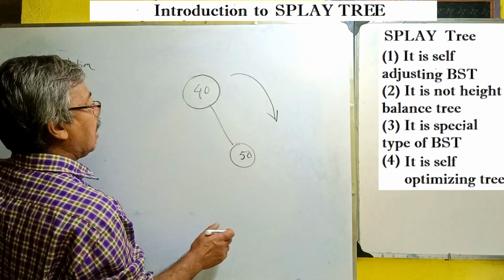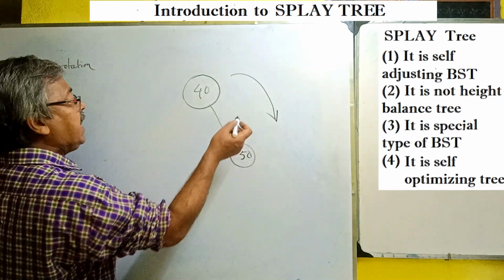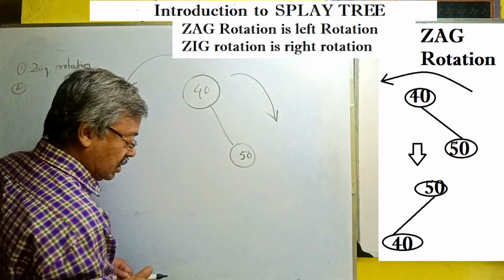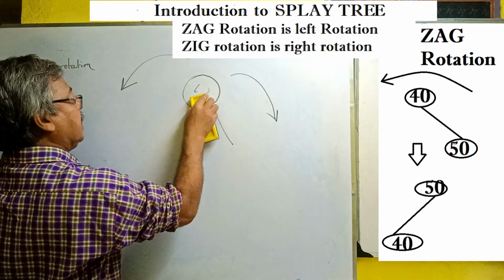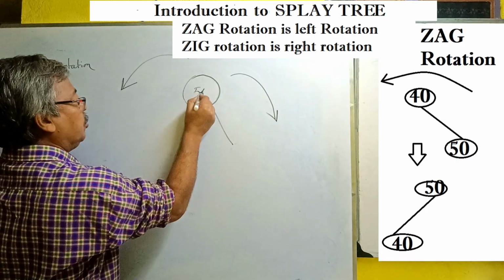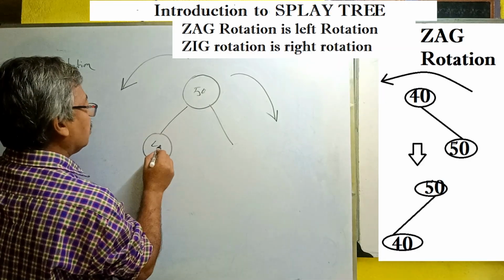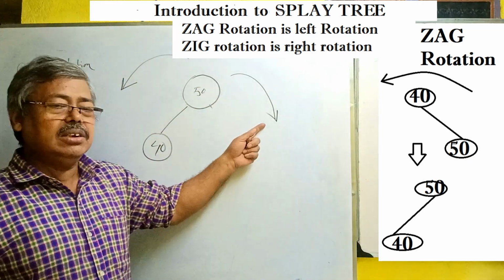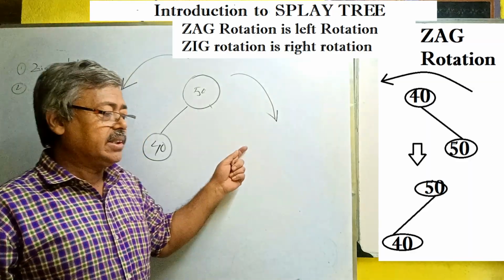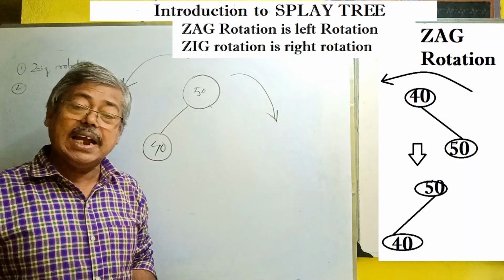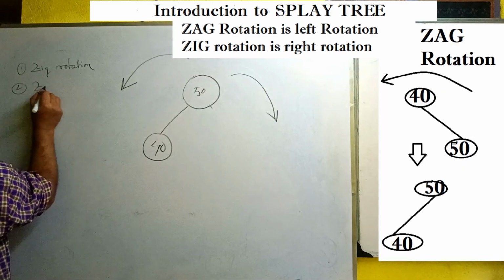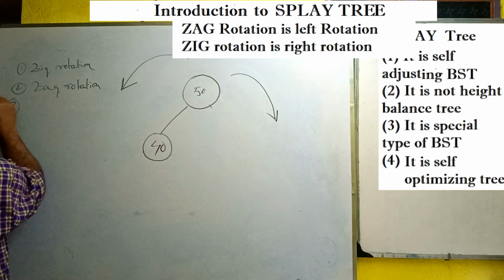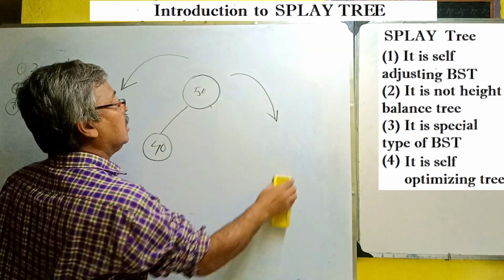Now, if we want to search 50, then again we have to perform one rotation, that is the right rotation. After the right rotation, 50 will come at the place of 40, and 40 will go to the left of 50. So the first rotation is zig rotation towards the right side, and the second rotation is towards the left side, that is the zag rotation. So zig rotation, and then zag rotation. Already we have seen two rotations.